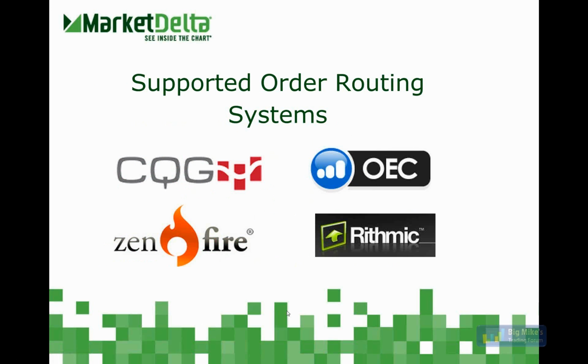And for those, not to get bogged down in terms, order routing systems, you may just think of that as the trading network that your broker uses. That's the best way to think of it. And for some of you, you may not even know what that is. You don't care. You just get a login from the broker and it goes. And that's fine. Probably the most recognizable on this list would be Zenfire. Most people have heard of Zenfire or CQG. CQG's been around for 30 plus years, very, very well recognized.